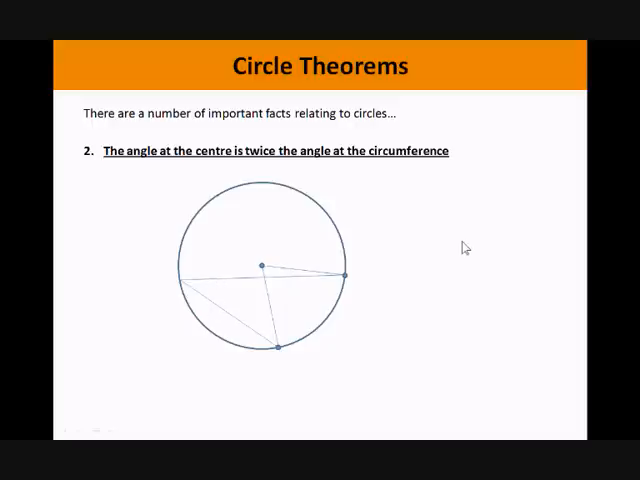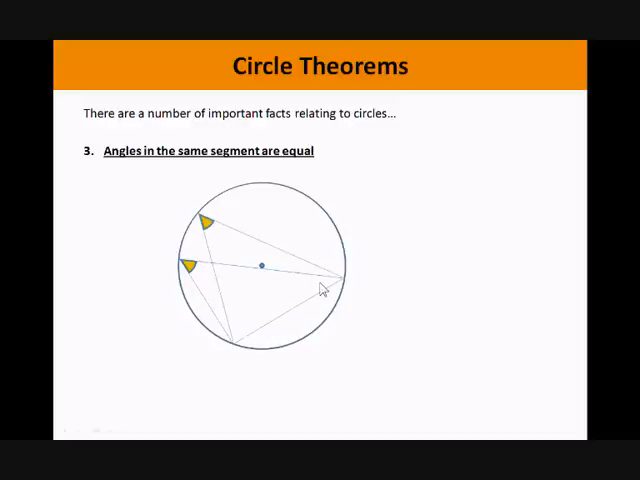Number 3, angles in the same segment are equal. Well, if we start with a line there, a chord, from one point on the edge of a circle to another point, then we can form an angle at the circumference, like we did previously, from those 2 points over at the other side. Now we can do that there, or from those 2 points we can do it there, or we can form lots of angles from those 2 points over at the other side.